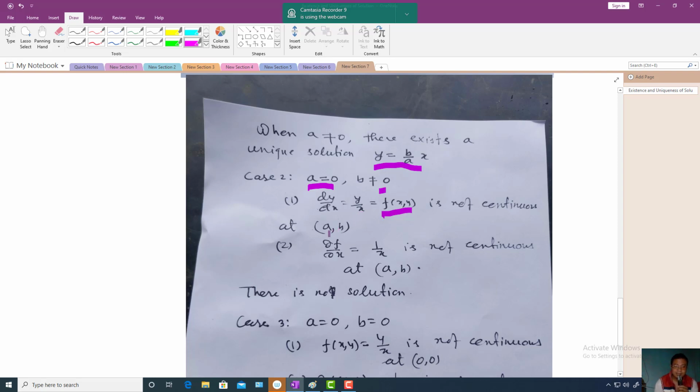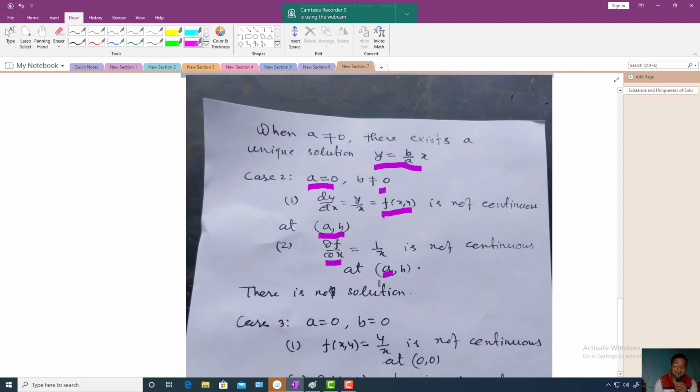So for those points when a is equal to 0, the function is not continuous. Let us see the second condition, del f by del x. Del f by del x is y upon x. Here also, when a is equal to 0, for those points such that a is equal to 0, the partial derivative is also not continuous.